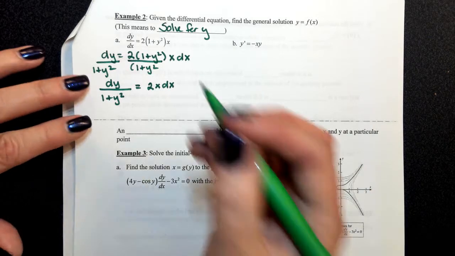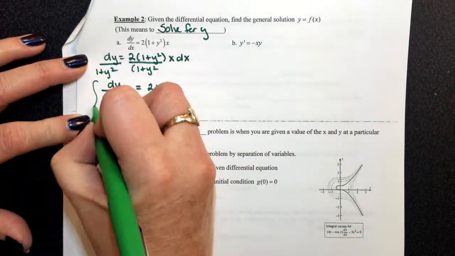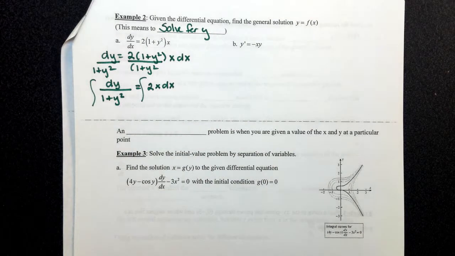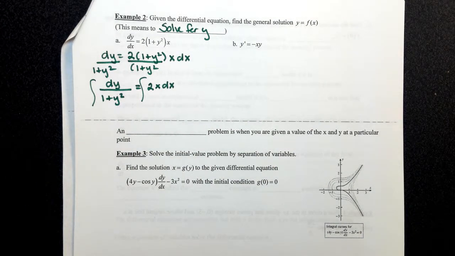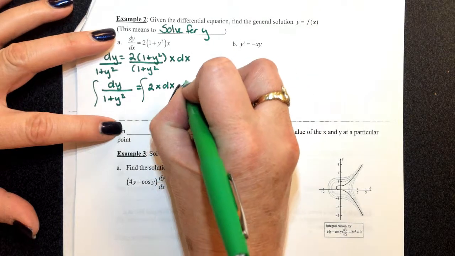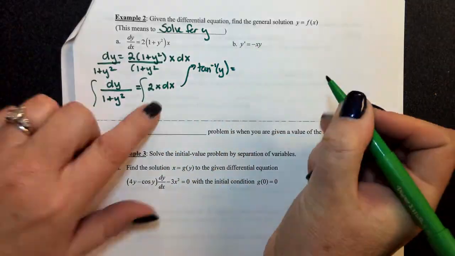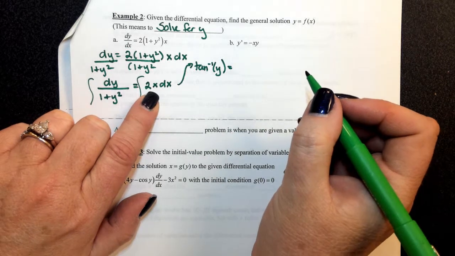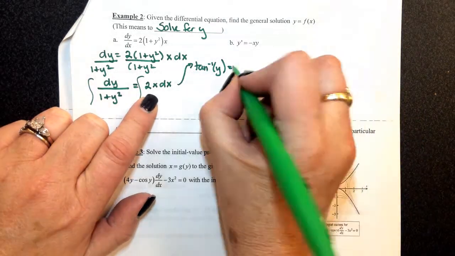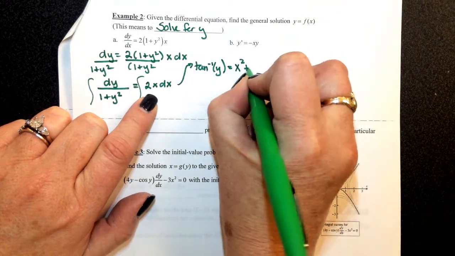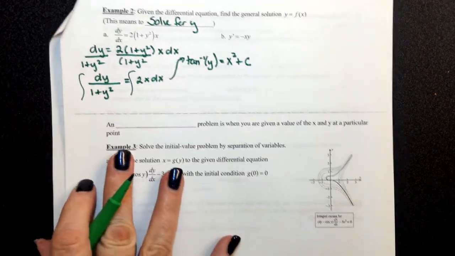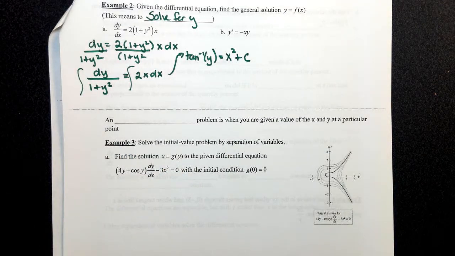So now what we're going to do is integrate both sides of the equation. Well, what is the integral of dy over 1 plus y squared? That's your inverse tangent. So I have my inverse tangent of y is equal to, and again, when I integrate 2x, that's just going to be 2x squared over 2, which is just an x squared, plus c. So any questions so far on the integration that I did?